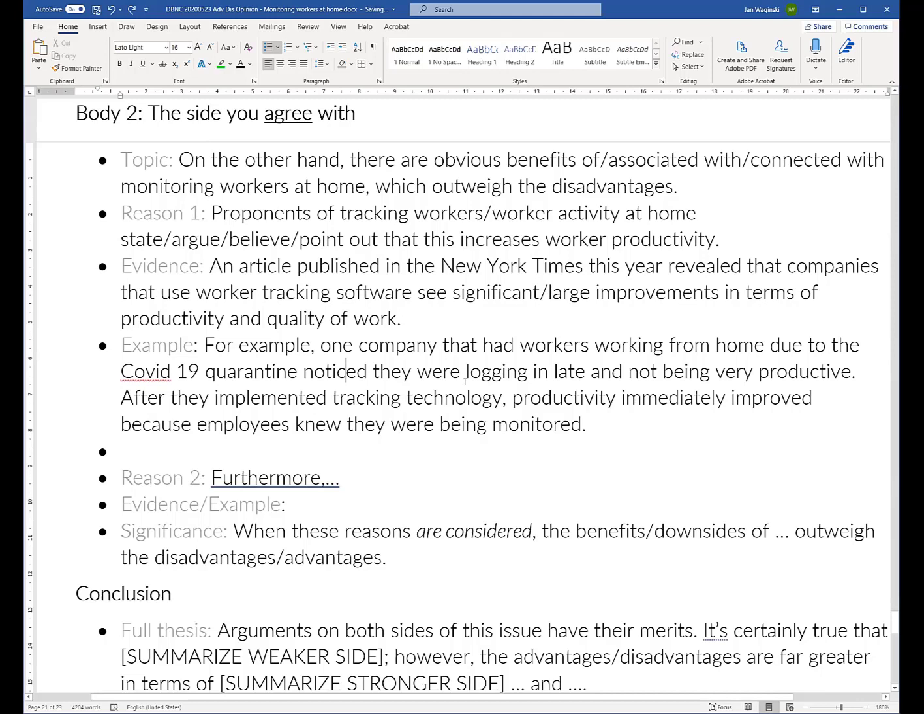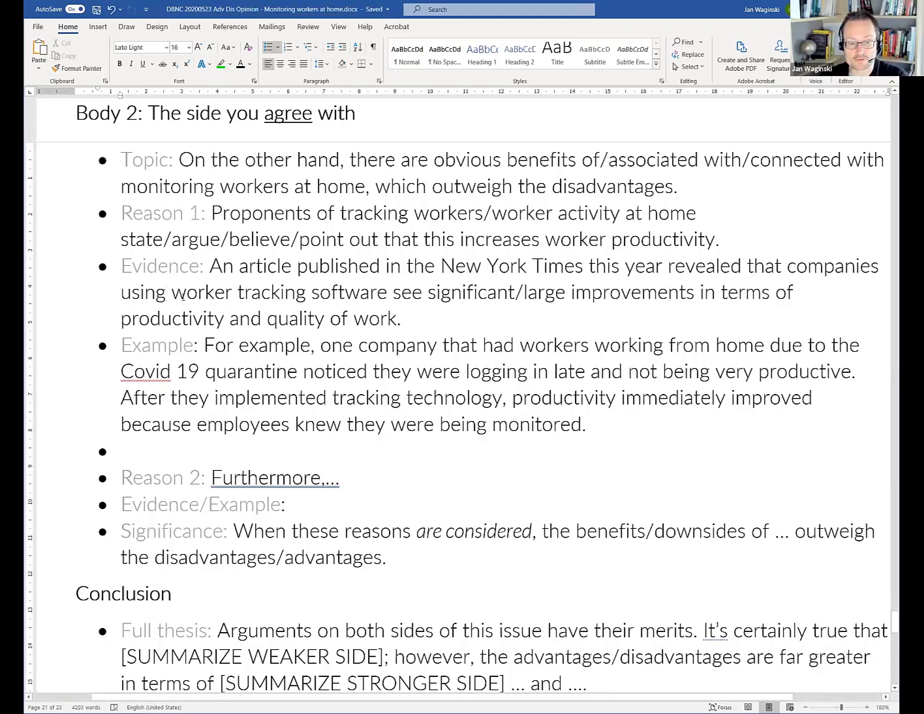An article published in the New York Times this year revealed that companies that use worker tracking. Okay, so here it uses a verb. We could transform this to "the use of." No, "the use of that using." So we got rid of that "use" and changed it to the participle "using." Yeah, using worker tracking.